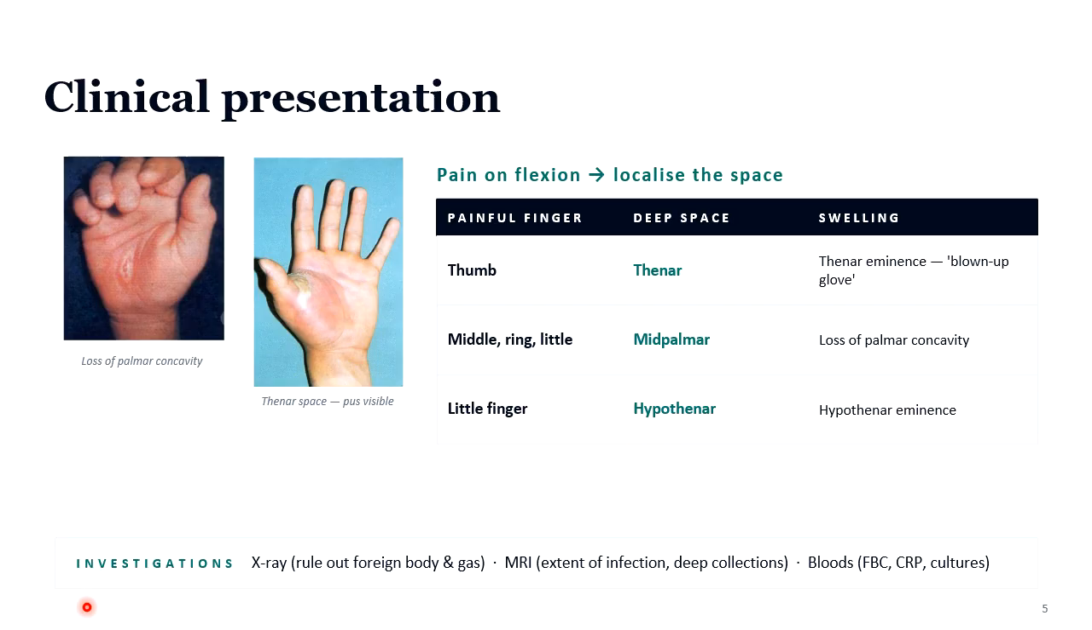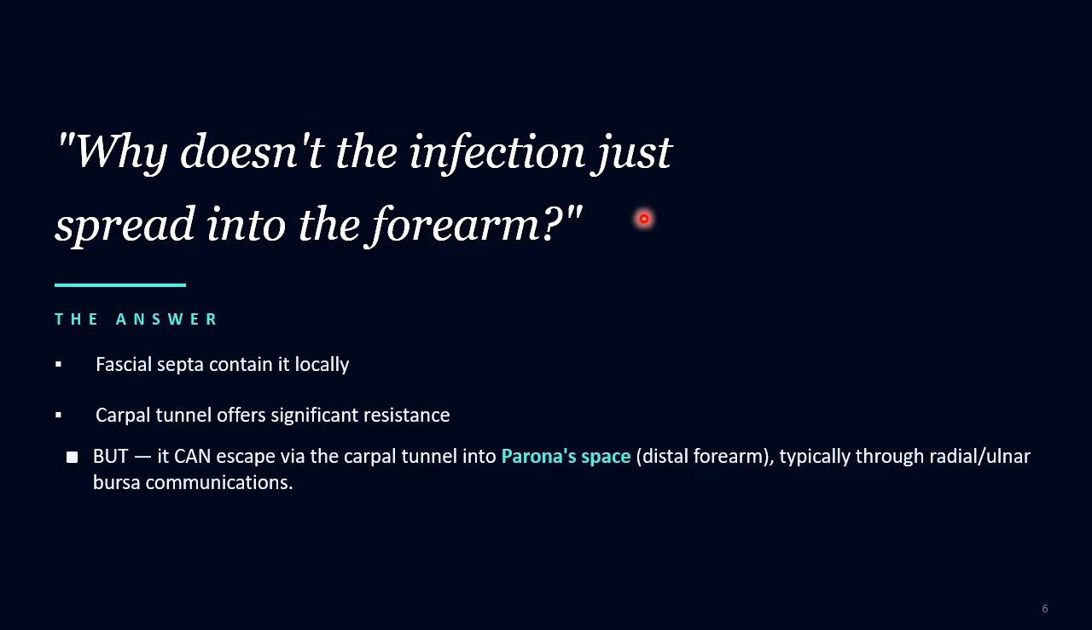Investigations: this is usually a clinical diagnosis, but supporting investigations can be an X-ray to rule out foreign bodies and gas, an MRI to help us know the extent of the infection and deep collections, and routine blood tests such as full blood counts, CRP, and blood cultures to give us circumstantial evidence and also help in tracking the patient's recovery.